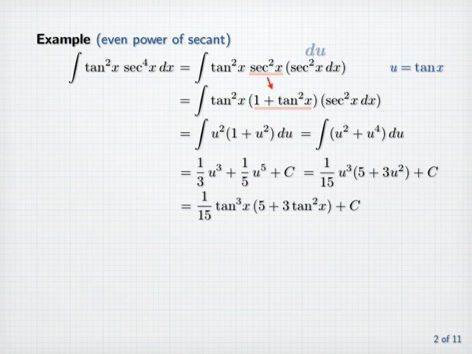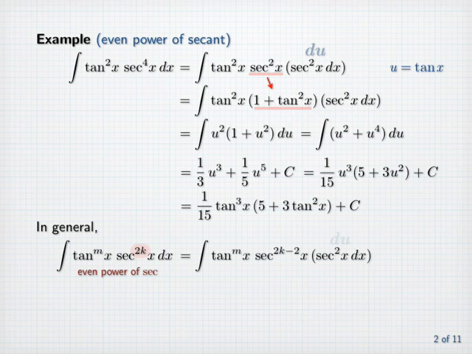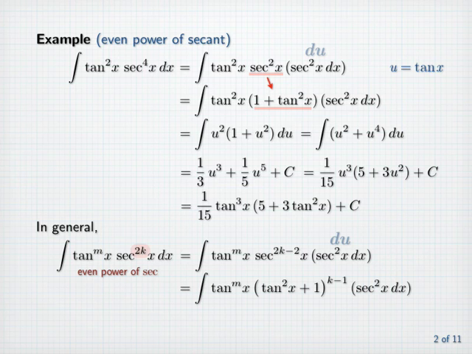Now this example is typical of how this kind of problem can be handled anytime we have an even power of secant. This is what the general case looks like. Suppose we have some power of tangent and an even power of secant. Since we have an even power of secant, we can pull off a secant squared x to group with dx, thinking of that as du, where we intend to make the substitution of u equals tangent x. So we then have to express the other secant factor in terms of tangent. We do this by replacing secant squared with 1 plus tangent squared. Then we make the substitution u equals tangent x, and we have the integral of a polynomial, whose integration is in principle an easy thing to do.